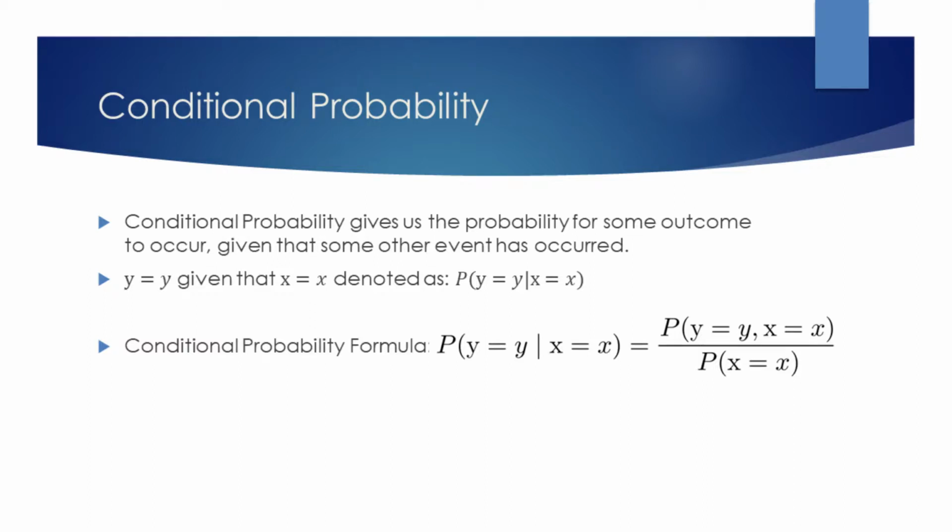Conditional probability gives us the probability for some event to occur, given that some other event has already occurred. On the slide, we can see the notation for the conditional probability of Y, given that an event for X has already occurred. We can also see the formula, which lets us find the conditional probability of an event. Let's now use this formula in practice.